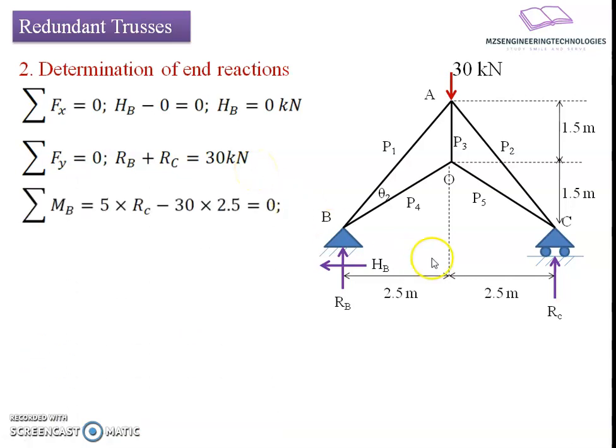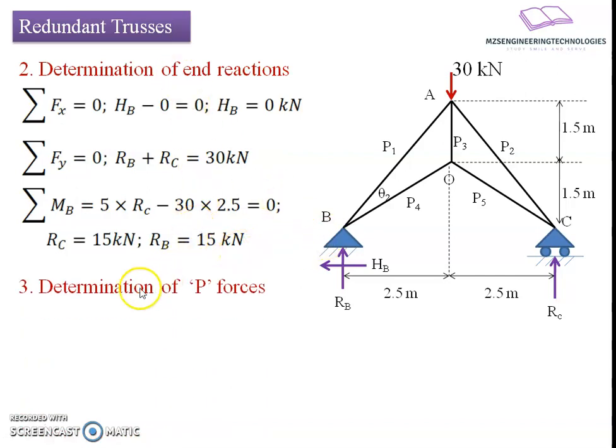If I take the moment of the forces about joint B, the reactive force Rc into 5 will have an anticlockwise twist, minus 30 into 2.5 will have a clockwise twist, resulting in Rc equals 15 kilonewton. If I back substitute this in the previous relation, you get the Rb value as 15 kilonewton. After knowing the reactive forces, I will go towards the determination of the P forces in the statically admissible case.